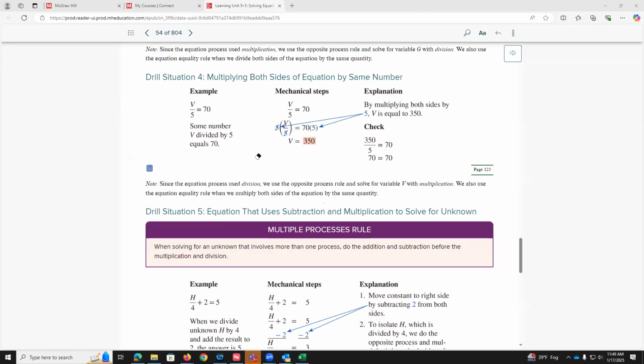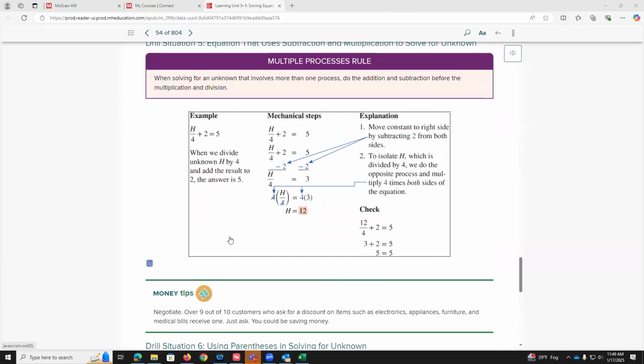And we also need to remember that we use the opposite mathematical function to move it. So if we're adding, we're subtracting. If we're multiplying, we're dividing, and vice versa. Okay, let's look at drill situation number 5. This is where it gets a little bit more complex.